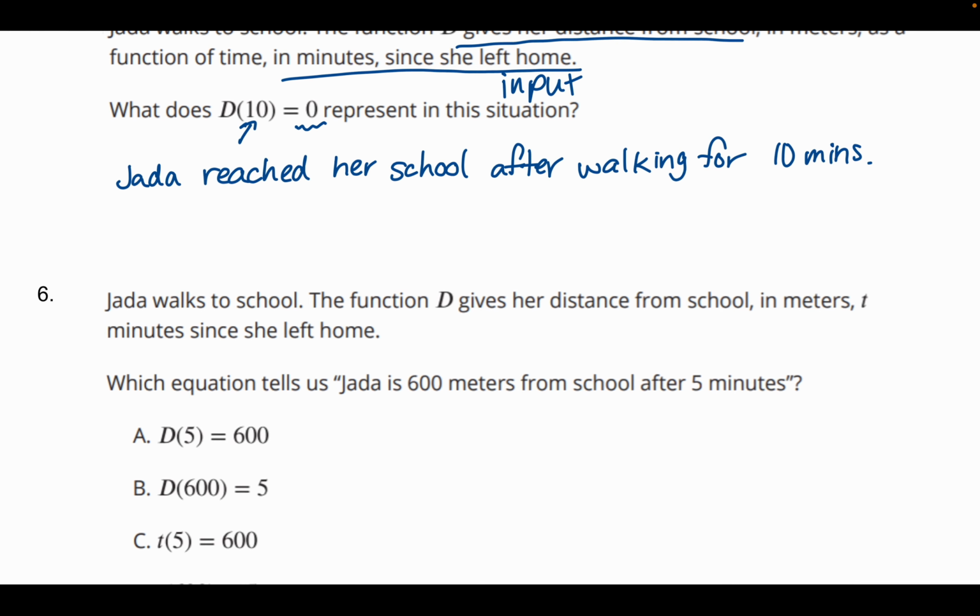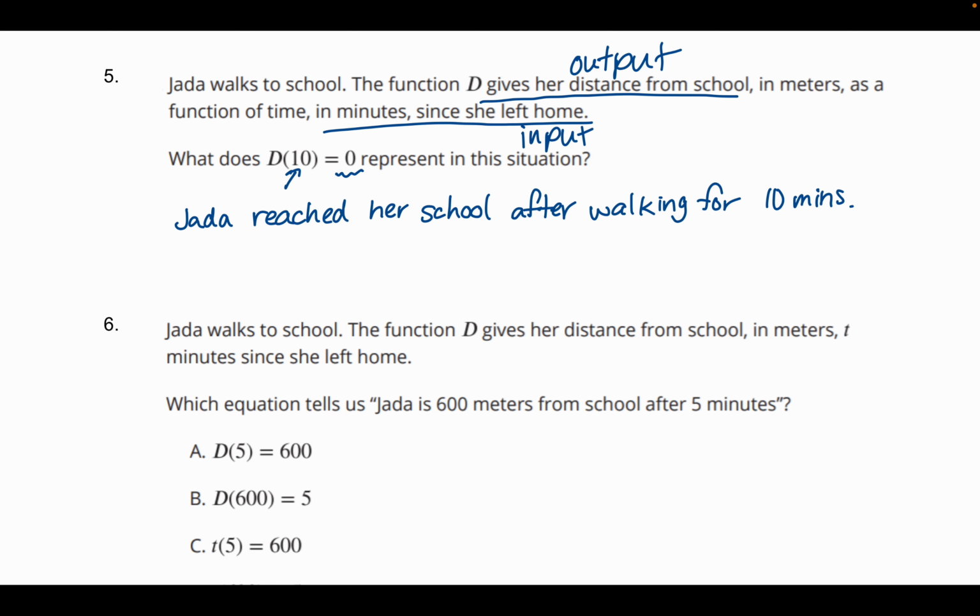Now, we're still talking about Jada walking to school, and D is her distance from school, and T is the minutes since she leaves home. But now we're going to identify which equation tells us Jada is 600 meters from school after 5 minutes. So 5 minutes, that should be our input, and the 600 meters should be the output. So that is going to give us this answer here for A. So D of 5 equals 600.